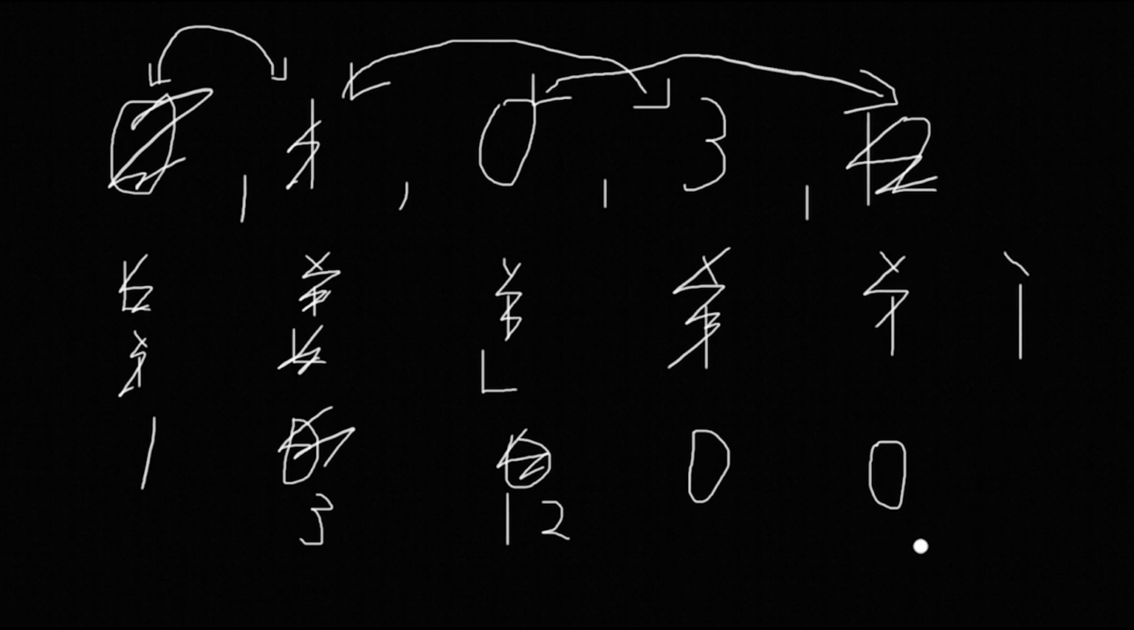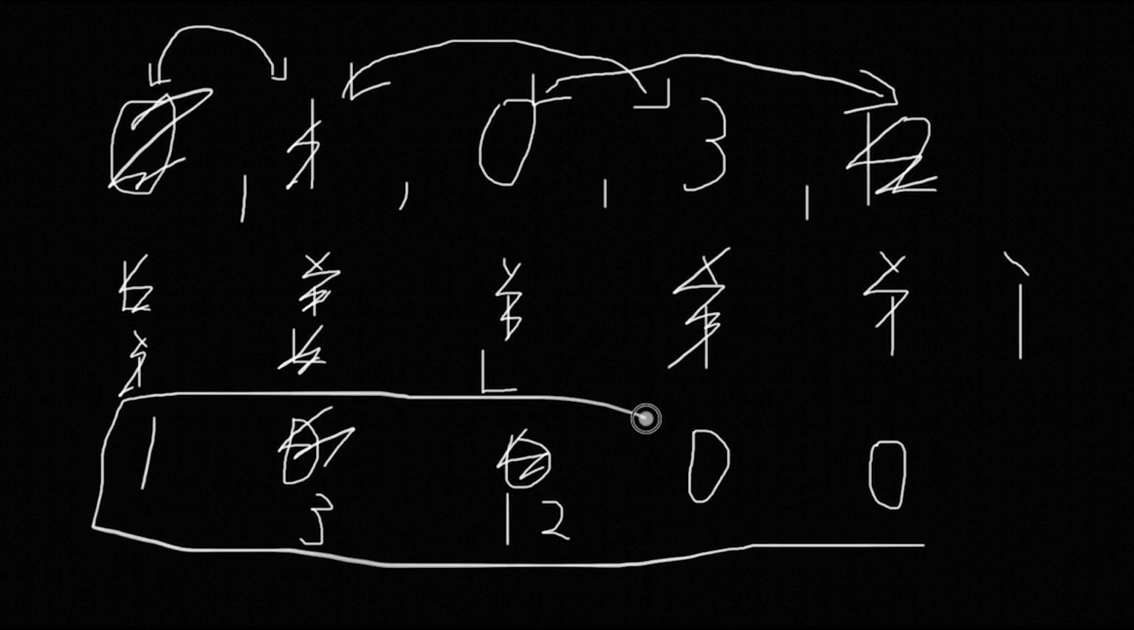And then all we have to do is just return the input array. So the output should be 1, 3, 12, 0, 0. We successfully moved all zeros to the right place, and we also kept the order of the non-zero numbers. The original input array has 1, 3, 12, and we kept the order of those numbers. I think that looks good. So that is the basic idea to solve this question.